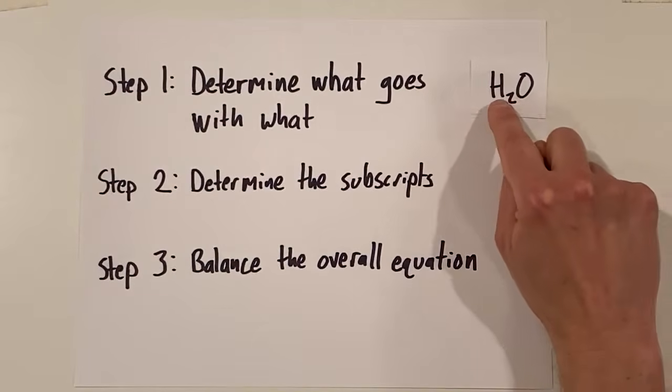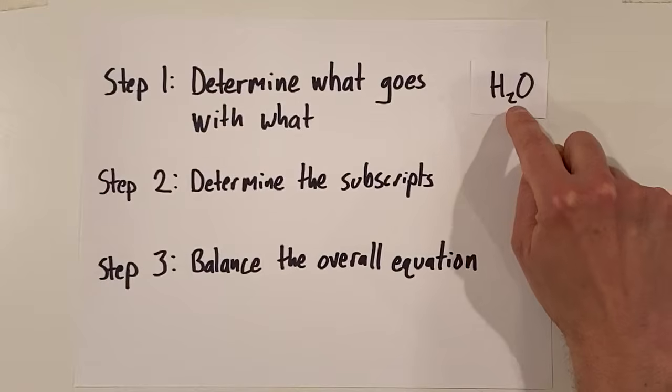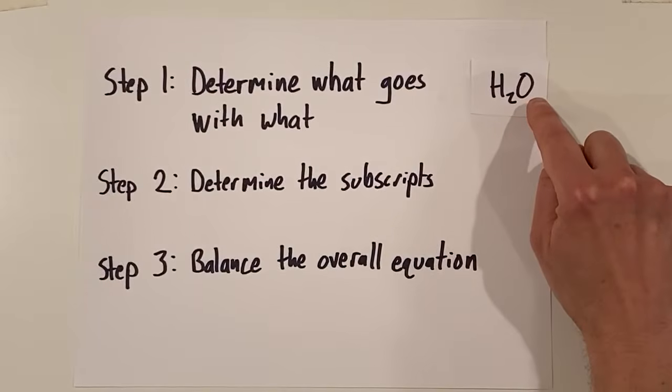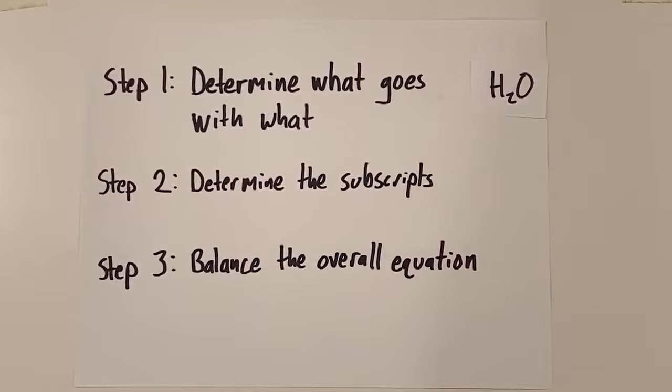Subscripts are the little numbers that come after the element symbols. For example, in H2O, that tells us we've got 2 atoms of hydrogen in every one water molecule and 1 atom of oxygen. If you don't see a subscript, there's an implied 1 there.